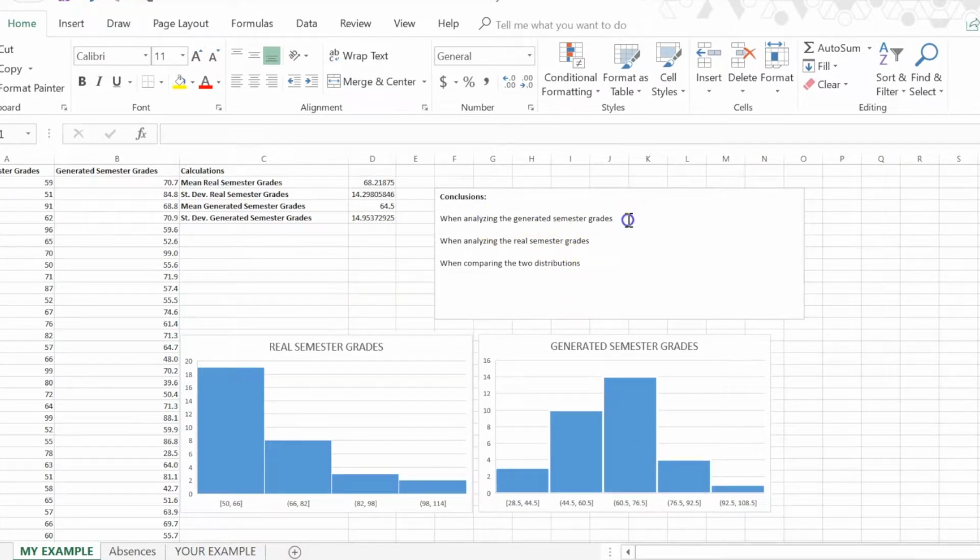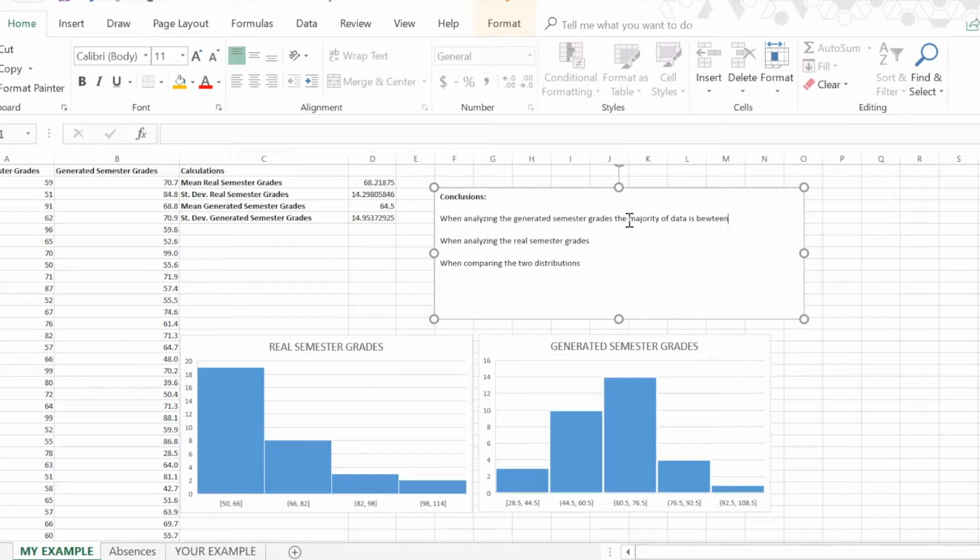So when analyzing the generated semester grades, the majority of data is between, and I'm just going to talk about these 2 bounds on here. So mine is 60.5 and 76.5. Now again, yours will likely not be the same. That's 100% okay. I'm grading it based on what you have, not what I have.